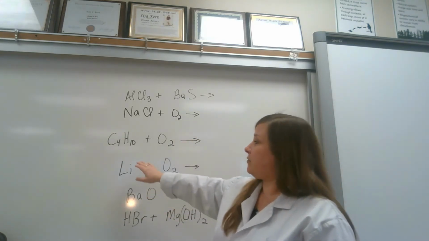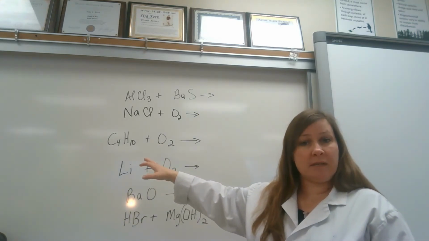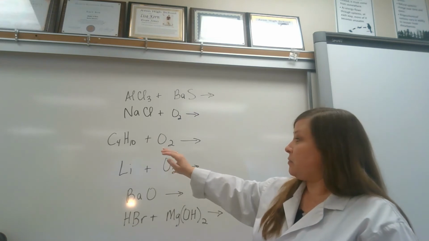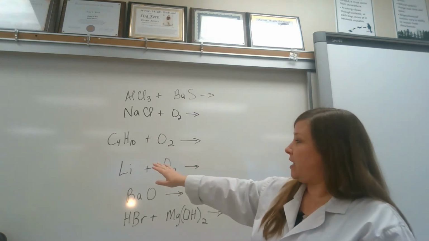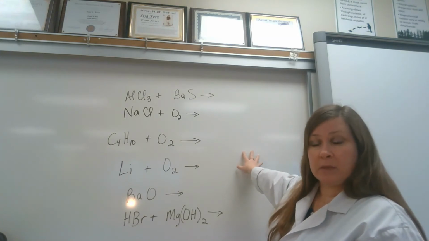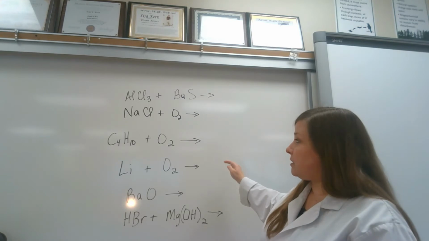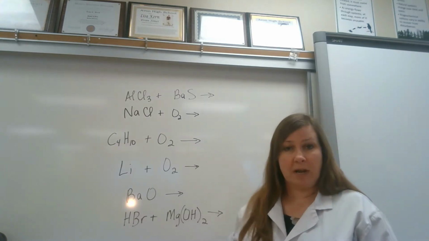Or what if we have C4H10, that's a hydrocarbon. They have a weird naming system, but this one is butane. So if you have butane reacting with oxygen, can we predict what we'll get from that? So when we're done with this video, you should be able to predict the products of each of these types of reactions.